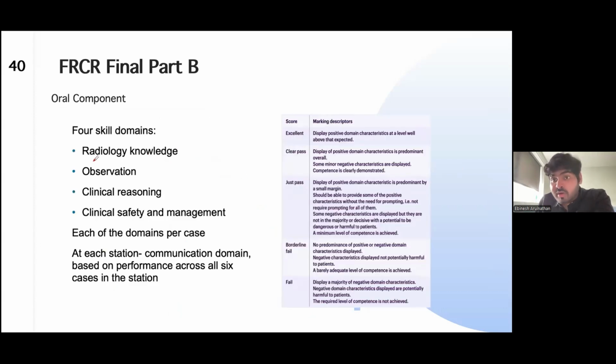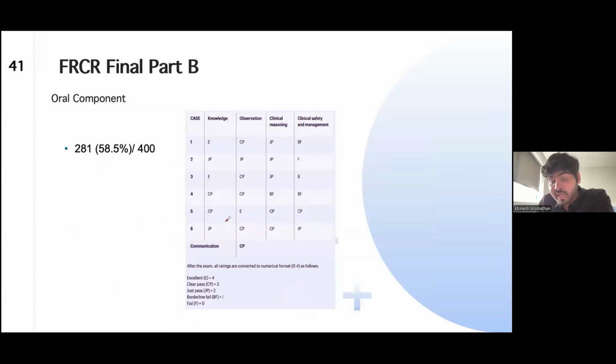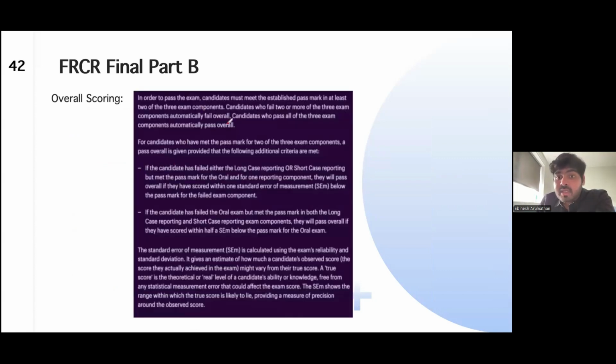So you'll be scored out of 5 domains, that is radiology knowledge, observations, clinical reasoning, clinical safety and management, and communication domain. I'm not going into detail of this. And you'll have to score out of 400, you'll have to score a minimum of 281 marks in Viva to pass the exam, right?